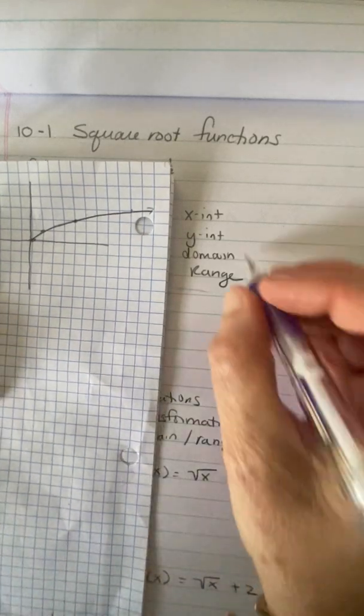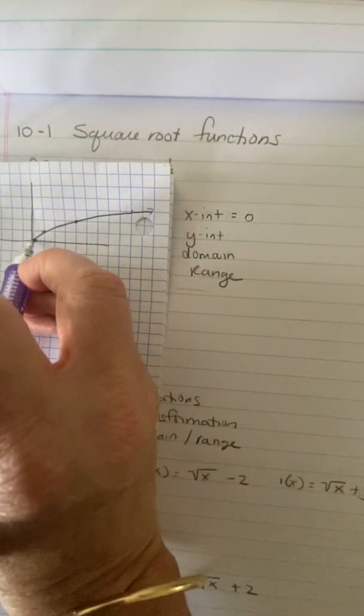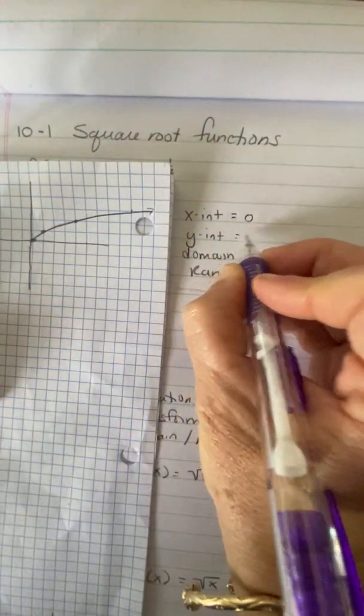So what is the x-intercept? The x-intercept is 0 because that's where it goes through the x. The y-intercept is also 0 because that's where it goes through the y.